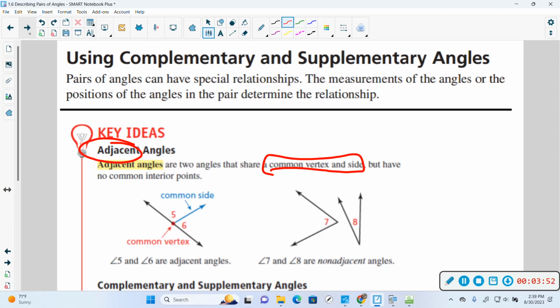Obviously, these are non-adjacent. They do not share a side. They do not share a vertex. So you're going to have to pick out adjacent versus non-adjacent. Let me just scroll it up. I need a bigger screen here.